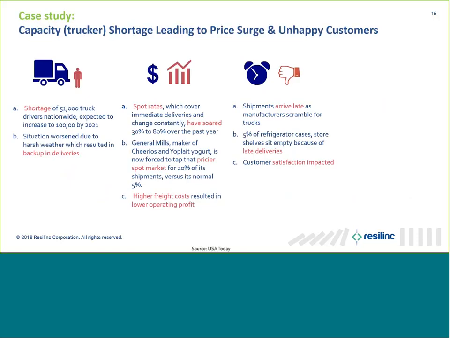Just to talk a little bit about a small case study here about the trucker shortage. So I talked about at a high level that we're seeing this before. It's always expected to get worse due to the retirement rates and the lack of desire for younger people to enter this profession. But right now there's a shortage of about 50,000 truck drivers nationwide. That's expected to almost double in the next 3 years.